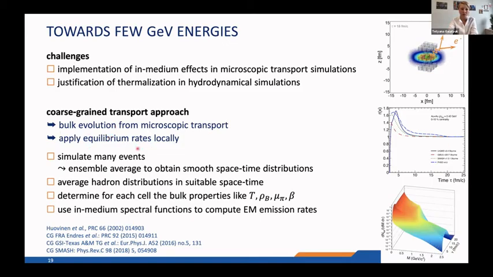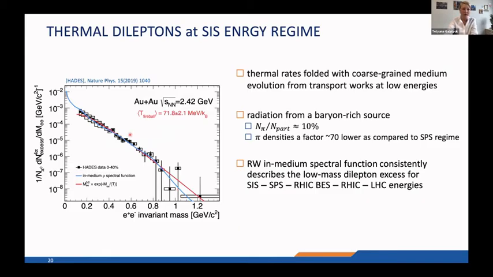rates from the equilibrium. So what is done, one simulates many events in the transport to obtain smooth space-time distributions of various observables. And then by extracting parameters like temperature, baryon density, chemical potential, also expansion velocity of the system, one calculates the electromagnetic emission rates. And then one compares the results to the experimental data. And here I show you measurements from the SIS-18 energy regime done by HADES together with the coarse-grain calculation using the Rapp-Wambach spectral function. So what one can nicely see here is that the thermal rates folded with the coarse-grain evolution of the system work very well also at the SIS-18 energy range.